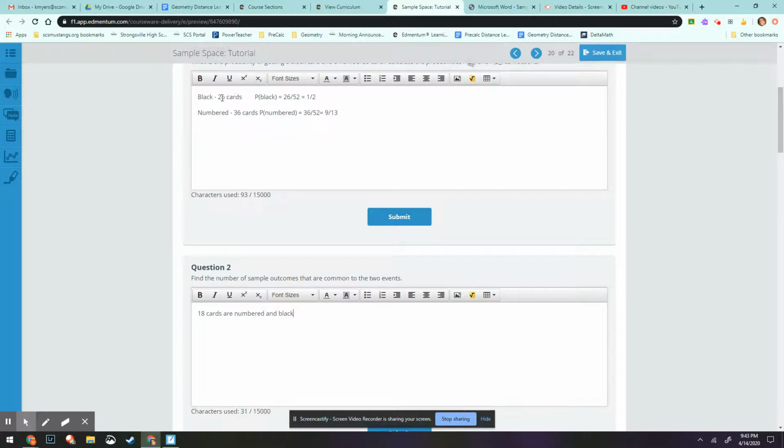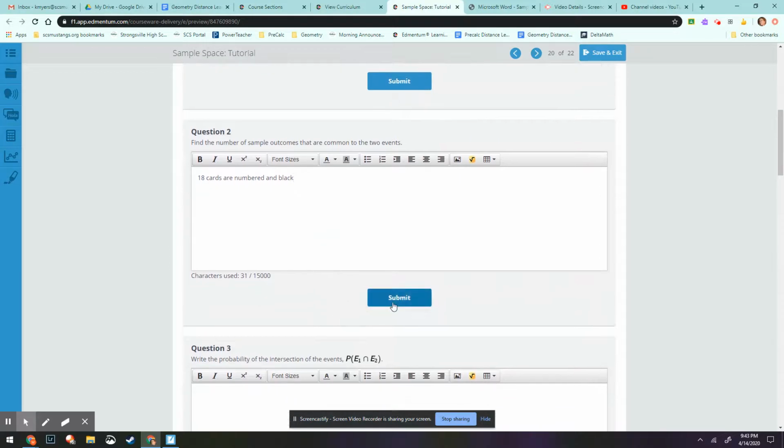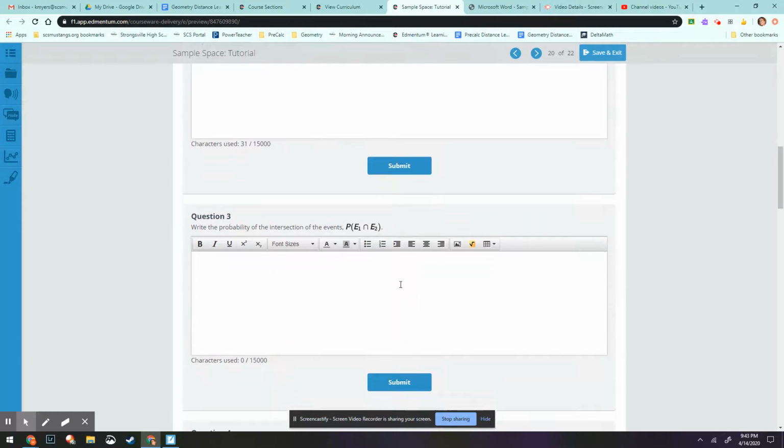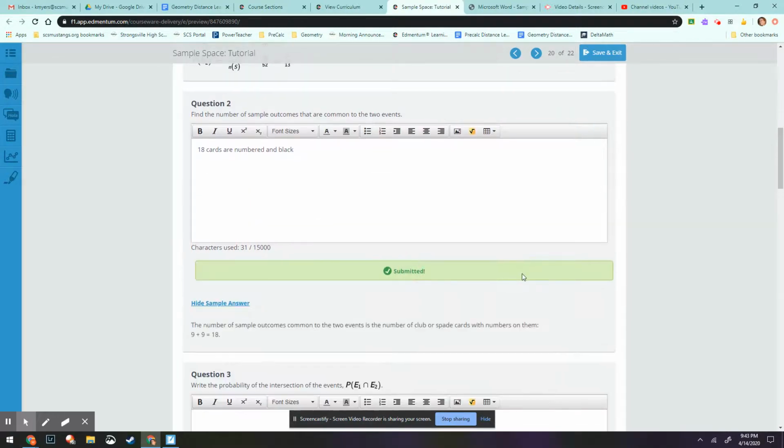Okay, or you could do it the other way and say, hey, there's 9 numbered cards in each suit. So that means if there's 2 suits of black, you're going to have, again, 18 cards that are numbered and black. Oh, we didn't submit them. Let's make sure we're right. 9 out of 13. Yay. And then here, 18. Okay.